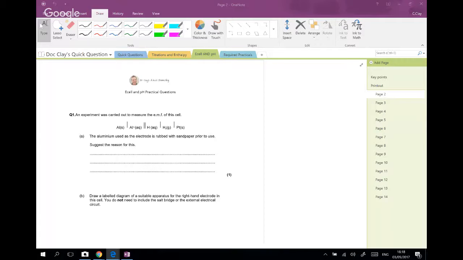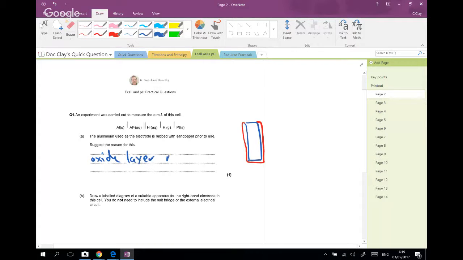An experiment was carried out to measure the EMF of this cell. So here we've got aluminium with hydrogen. The aluminium used as the electrode is rubbed with sandpaper prior to use. Suggest the reason for this. Why do we need to clean the surface layer? On the outside of any metal, you're going to get an oxide layer, and that needs to be removed, because a metal oxide is going to be an ionic substance, and those aren't going to conduct electricity.